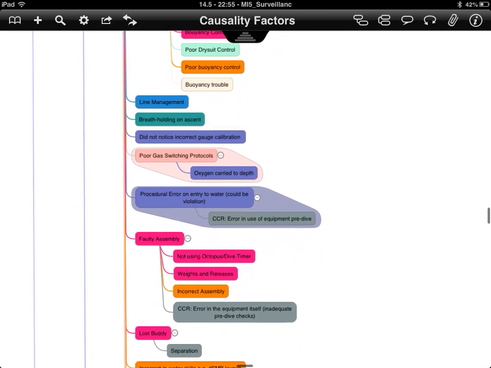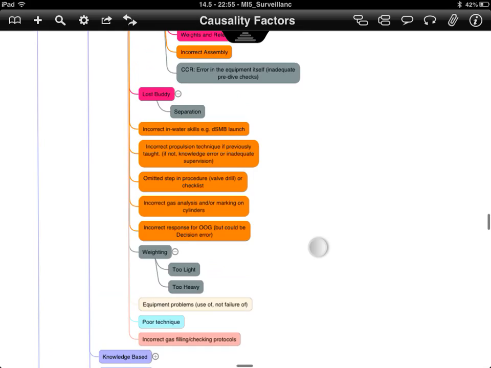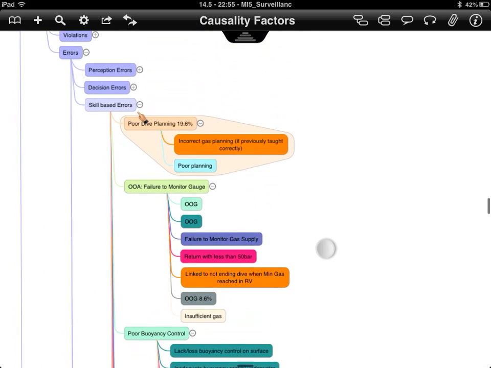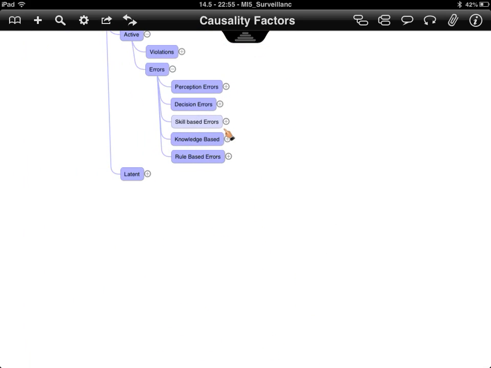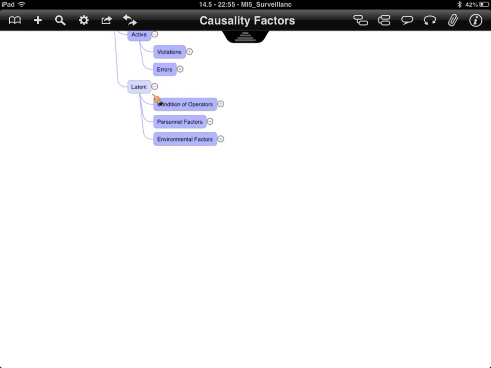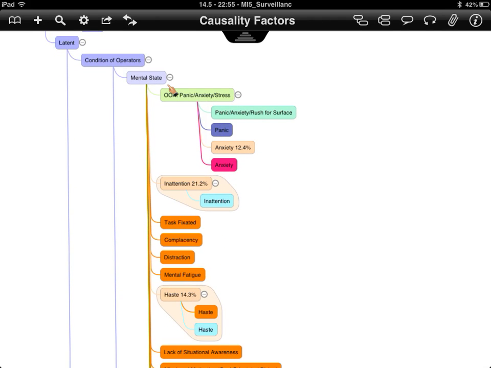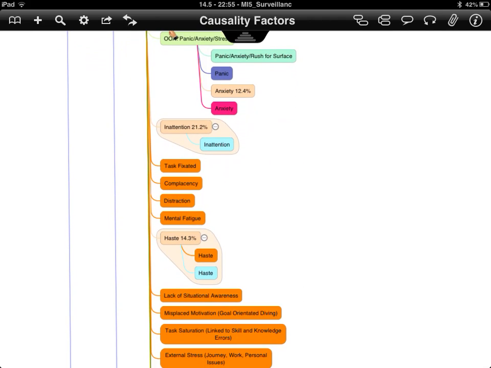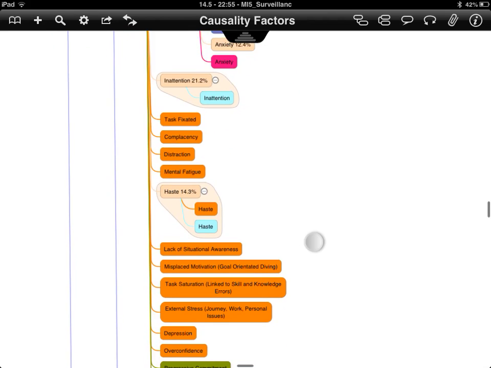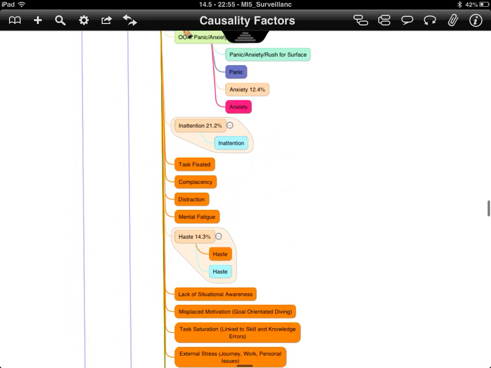Each one of these colours relates to the papers at the top. So these are all the areas that the diver does to set themselves up. Now we'll look at the latent failures, the conditions of the operator, the mental state, tasks fixated, inattention, anxiety, panic. The dark green ones are the social influences that were referred to above.